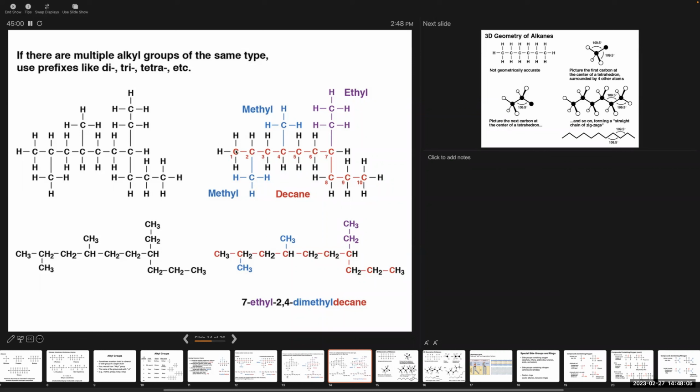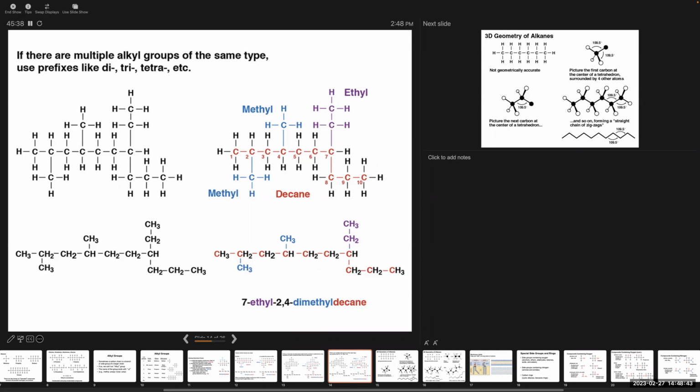So when I go through the exercise of figuring out what my longest continuous chain is: 1, 2, 3, 4, 5, 6, 7, 8, 9, 10. So that means the main molecule is decane. And I start numbering the 10 carbons closest to the first branch point. So there's a number 1 carbon here, number 2 carbon has a methyl group on it. Number 4 carbon has a methyl group on it. Number 7 carbon has an ethyl group on it. So I've got 2 methyl and 4 methyl and 7 ethyl.